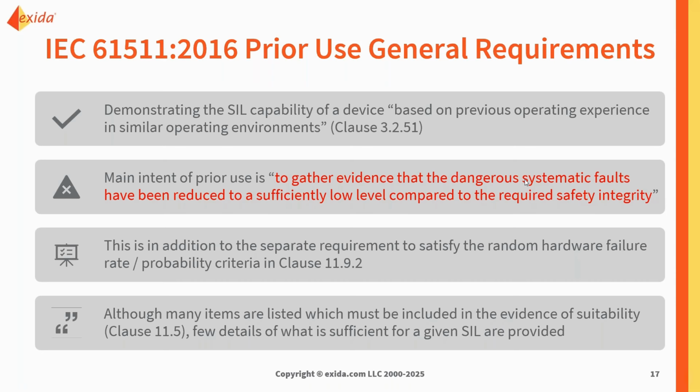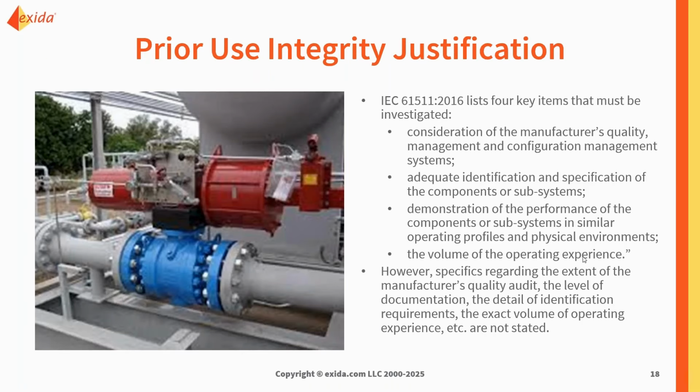Even though they list quite a few of the items that need to be included, they don't really give too many details on what's sufficient. For example, 1511 lists 4 key items that have to be investigated for prior use. Firstly, consideration of the manufacturer's quality management and configuration management system. So there's that nice open-ended word, consideration. What does that mean? Adequate identification and specification of components or subsystems. Here again, adequate. What does that mean?